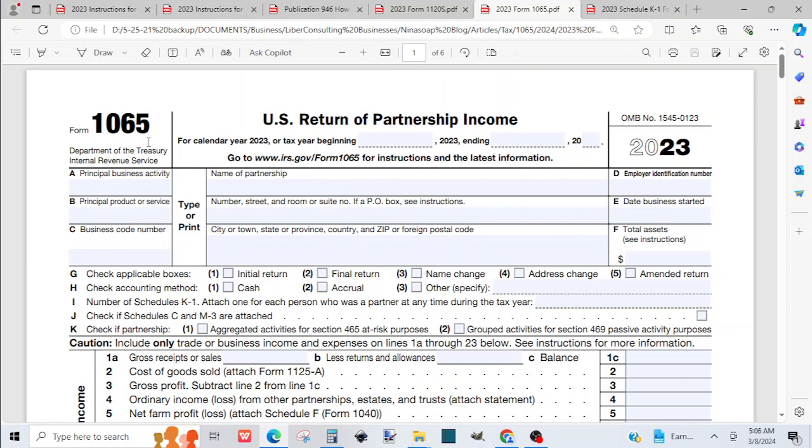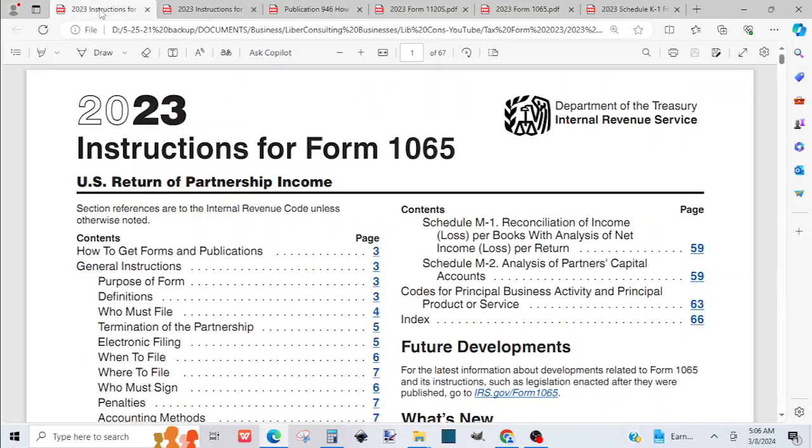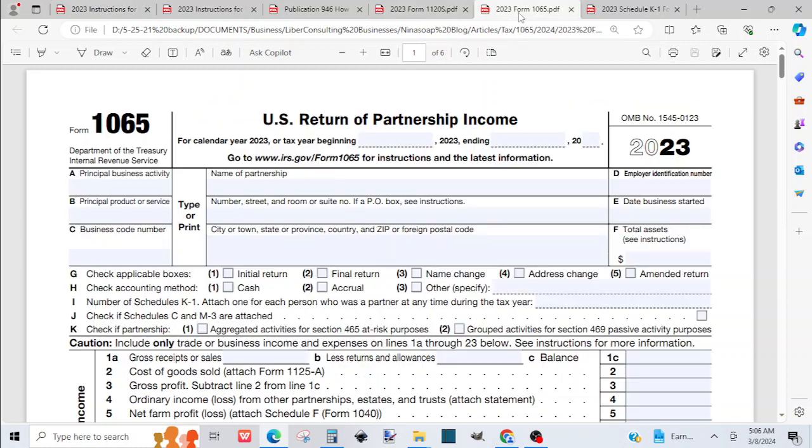We already downloaded our Form 1065 and we have the instructions as well. So Form 1065 for 2023, box or part A, principal business activity. In this example, we can just put retailer, and I like to use caps, and business, product or service.